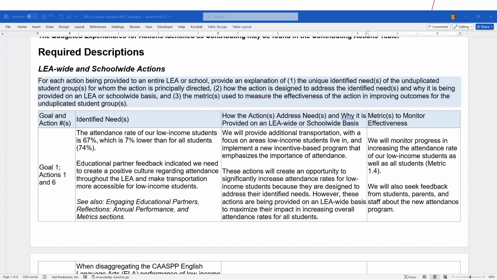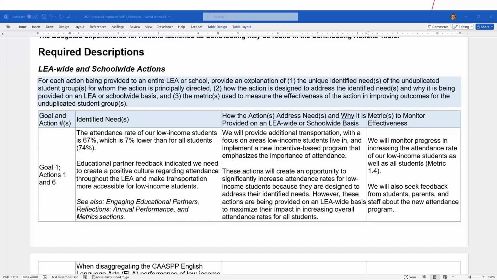Now, I'm not saying that disaggregation of data is an absolute must in every single instance. Some LEAs are really tiny, and so it's hard to disaggregate data. I'm just saying think critically about this whole process. If we are doing an LEA-wide action and it is principally directed to a particular unduplicated student group, and our goal is to improve outcomes for that unduplicated student group, we need to be able to measure and see, are those outcomes actually improving, right? So that's why I'm pointing this out. So that's where you'll see the metric 1.4 that's in the LCAP.